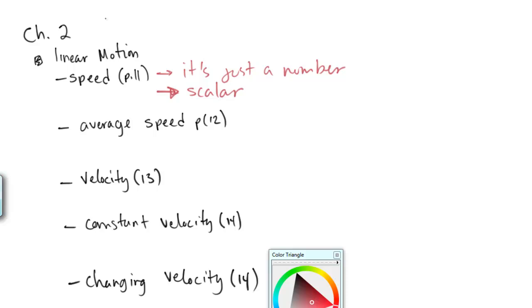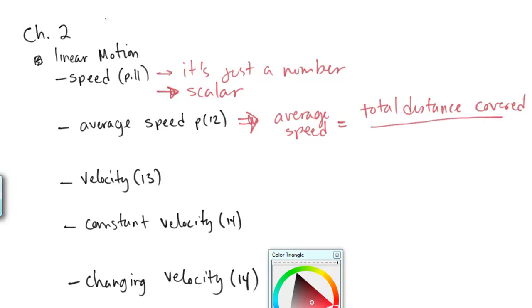And in the problems that I looked at in this book, for average speed, which is on page 12, you have to remember the formula: average speed equals total distance covered divided by the time interval. That is how long it took to cover that distance. You can look at the example in chapter 12 in order to understand it. It's a very, very simple idea of what average speed is.